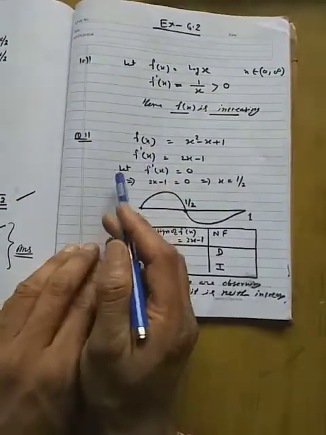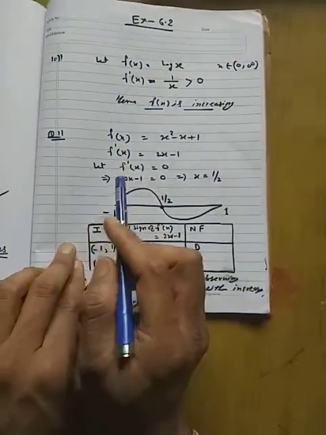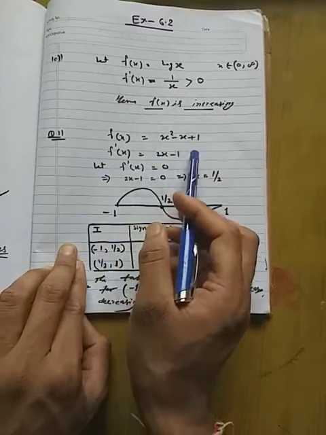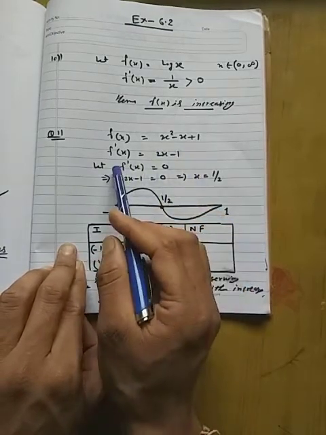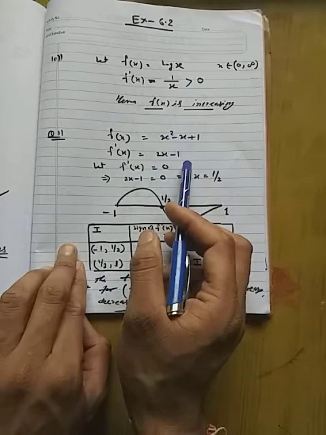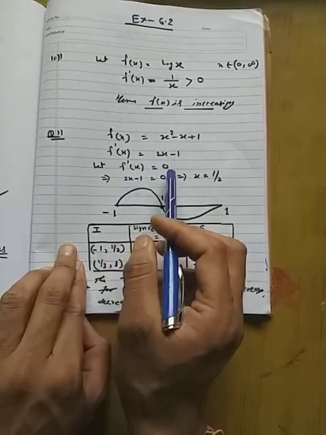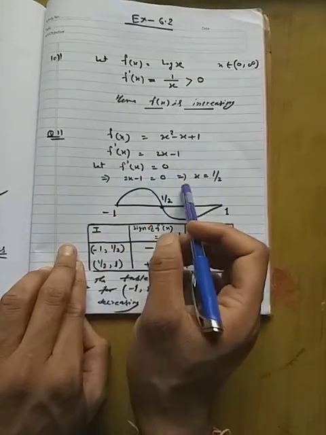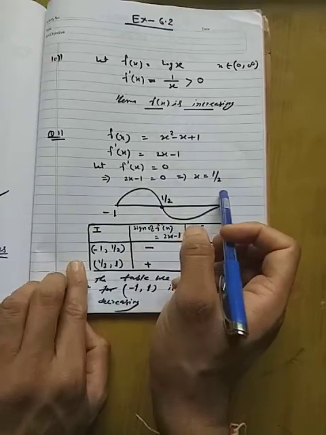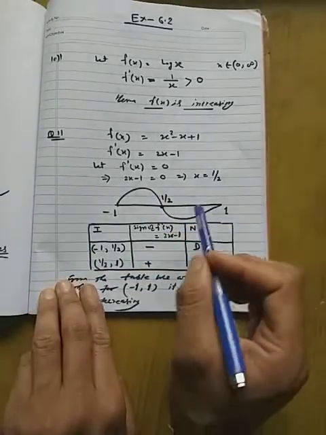Question number 11. f(x) = x² − x + 1. At first you will differentiate: f'(x) = 2x − 1. Let f'(x) = 0. After solving this, x = 1/2.